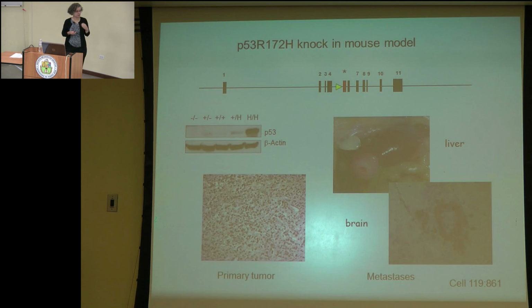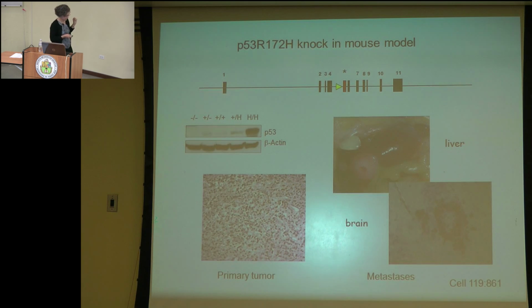So a p53 null mouse had previously been made, and it was a very tumor-prone model. And that's good because it said that p53 was an important tumor suppressor. It prevented tumors in this animal system. So when we made this model, we wanted to see if this model was different than the model that had no p53, and indeed it was.